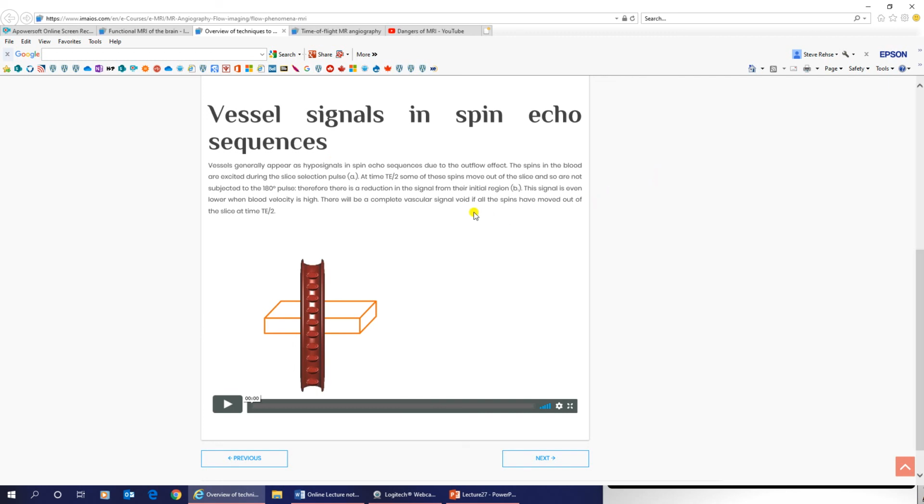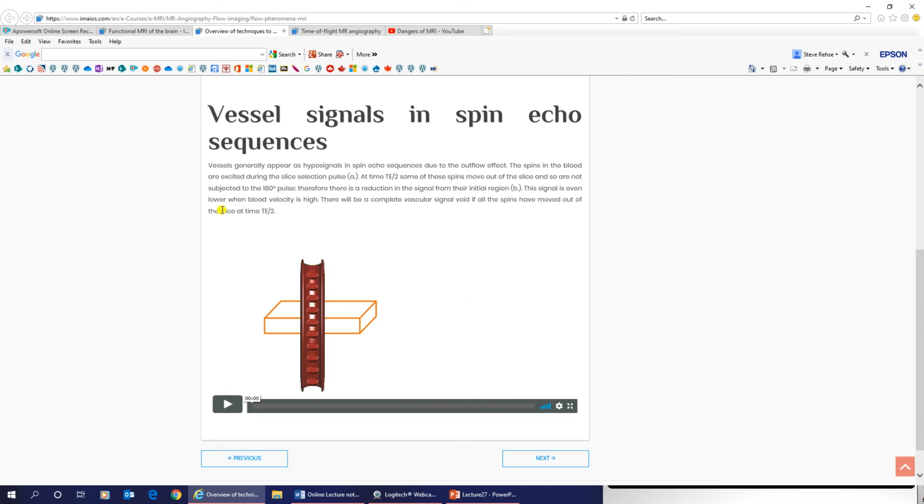The spins in the slice are excited during the slice selection pulse, which is usually a pi/2 pulse, just like everything else. You wait a time TE/2 when you apply the pi pulse, but guess what? By the time you've waited TE/2, all those cells in the blood that were excited have now flown out of that slice. So they cannot respond. They're not in the slice anymore. They're not going to be on resonance.